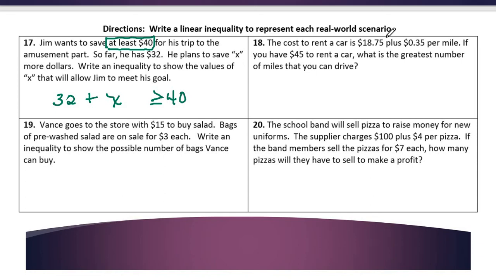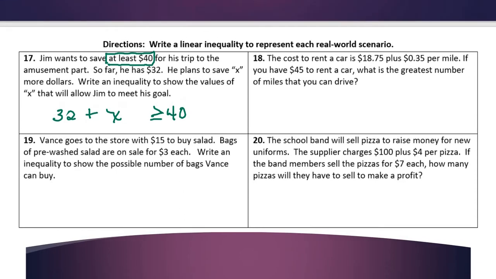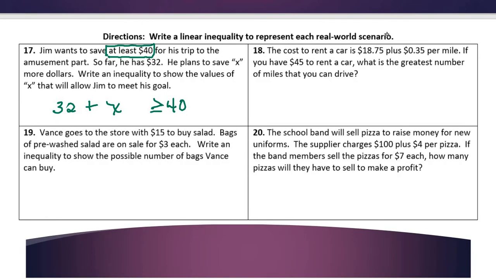Now, looking at number 18, you see the cost to rent a car is $18.75 plus, so I'm going to put a plus on the word plus, this 35 cents per mile. I'm going to put in my variable X on per. If you have $45 to rent a car, what is the greatest number of miles that you can drive?